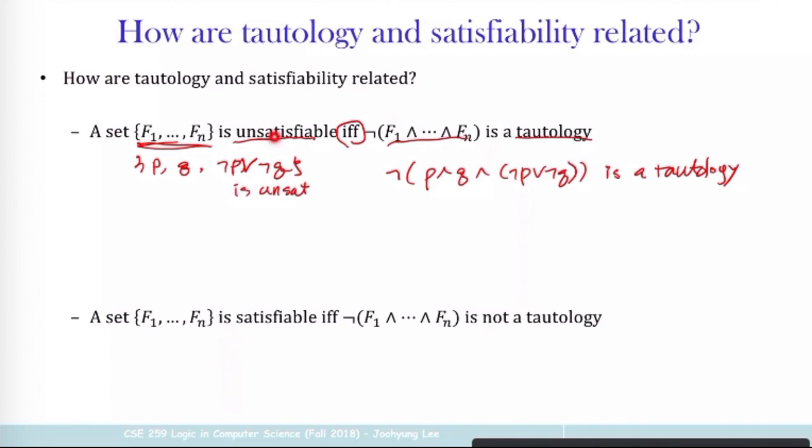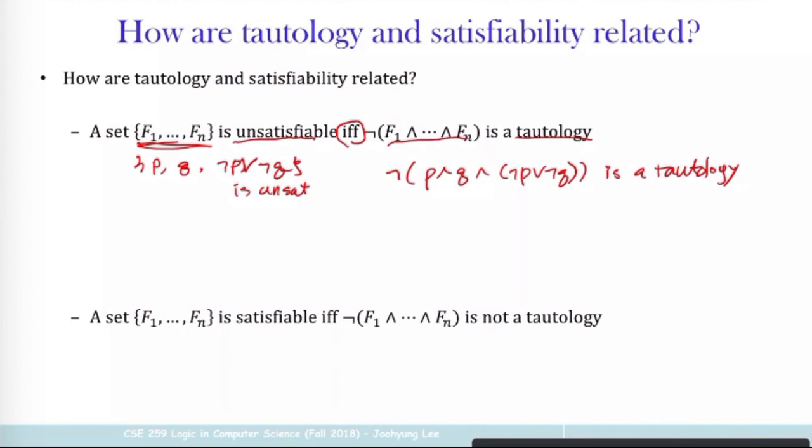So here, this is unsatisfiable if and only if this. It's actually the same statement that you can write here, if you flip this value. So this set is unsatisfiable, meaning that the negation of this means it's actually satisfiable. And the negation of this one means this is not a tautology. So these two statements are actually the same statement. I just wrote it in a different form, but they mean the same thing. Okay? Question about this?